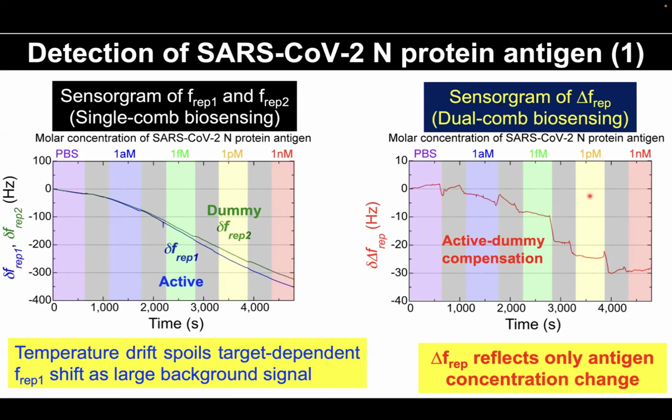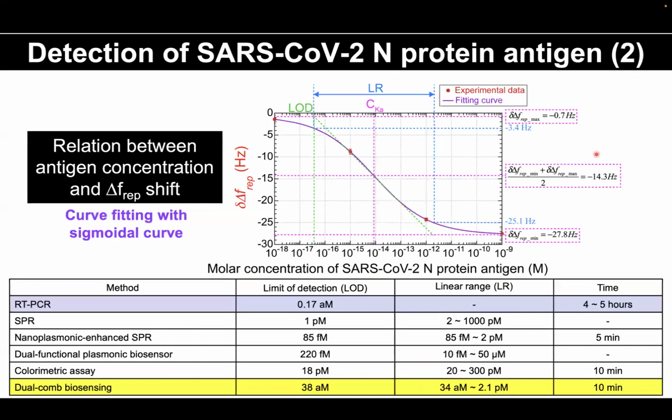From this sensorgram, we obtain a relation between the antigen concentration and the delta FREP shift indicated by the red plot. To investigate the validity of this experimental plot, we perform the curve fitting analysis with the sigmoidal curve, because the antigen-antibody reaction in the biosensor is represented by sigmoidal behavior. As a result, the good fitting result indicates the validity of this sensing result.